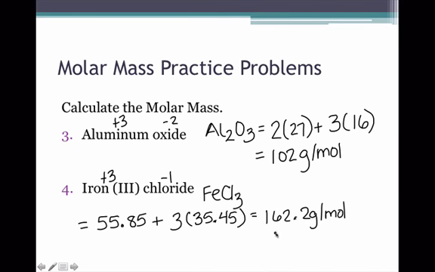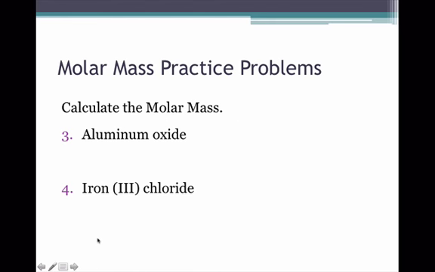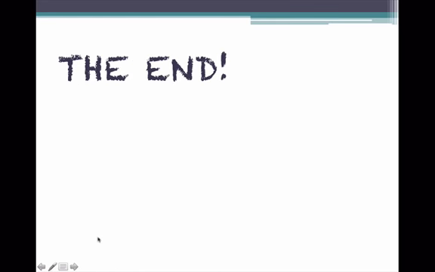So you need to be pretty familiar with this and be able to do it quickly and accurately in order to keep moving on with what we're doing here. And that is the end of podcast 6.1. So we'll do a lab in class on how you can count by weighing, and we'll also do some practice with calculating molar masses.